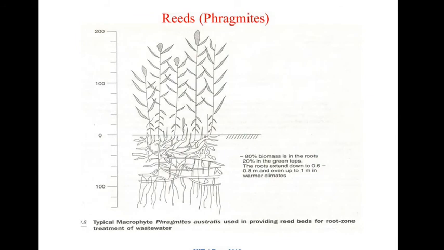Here we can see Phragmites below the water and above the water level. So 80% of the biomass is in the roots and 20% in the green tops. The roots extend up to 0.6 to 0.8 meter, and even up to 1 meter in warmer climates. So the roots go deeper, up to 0.8 to 1 meter in warmer climates.